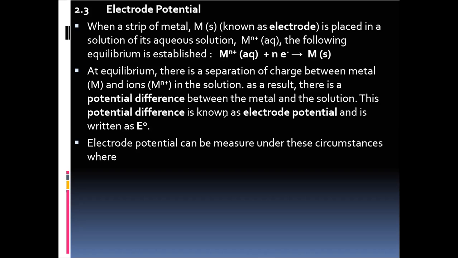This potential difference is known as the electrode potential, and we represent it with E and then a circle on top of it, which means electrode potential. Is that okay? The E with the circle on top of it represents electrode potential. Now, electrode potential can be measured under 3 circumstances.